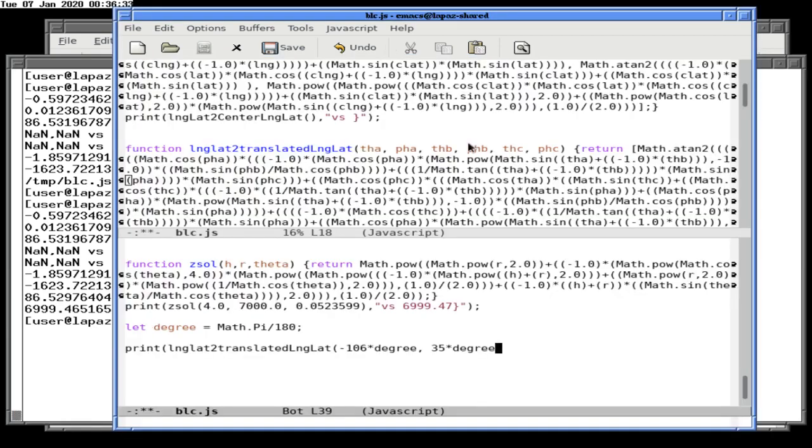And then the other coordinate that's going to be the end of our journey will be San Francisco: -120 degrees, 38 degrees. And for our first test, we're going to see if one of these coordinates gets converted correctly. The first coordinate, 35 degrees, should get translated directly to the equator.